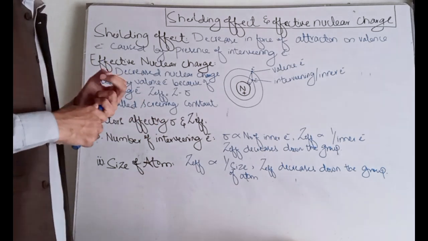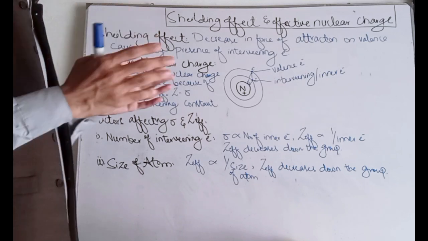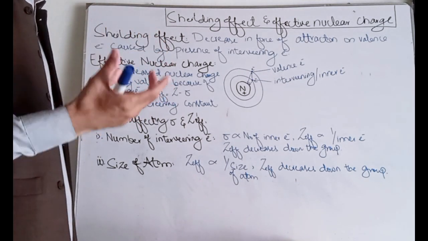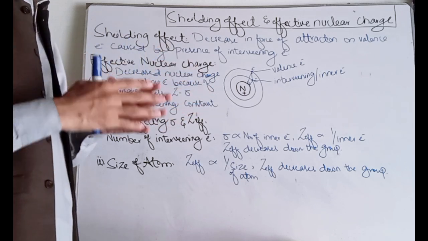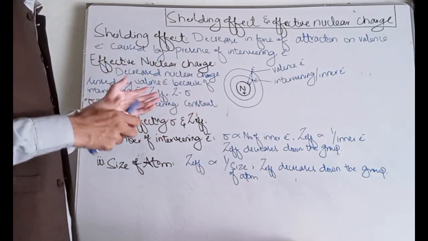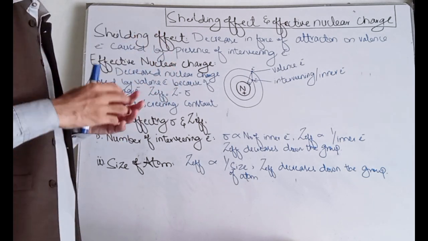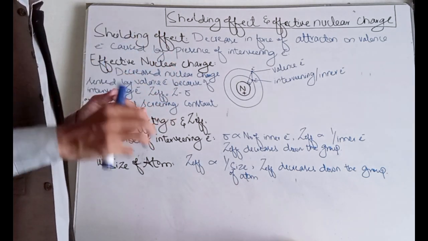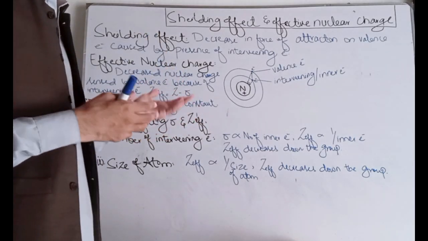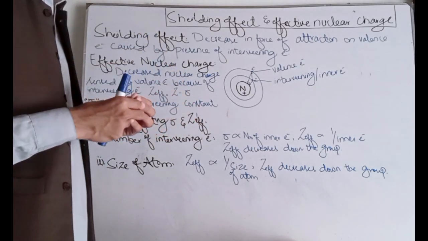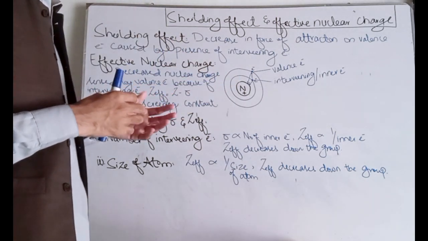So, the shielding effect is basically... you people have heard the word shield, like a head shield. Keep in mind that the word shield is something related to protection. So, the shielding effect is the decrease in the force of attraction on a valence electron caused by the presence of the intervening electron. Valence electrons are the electrons that are found in the valence shell of the atom. And what is an intervening electron? Actually, the electrons present in the inner shell of the atom.